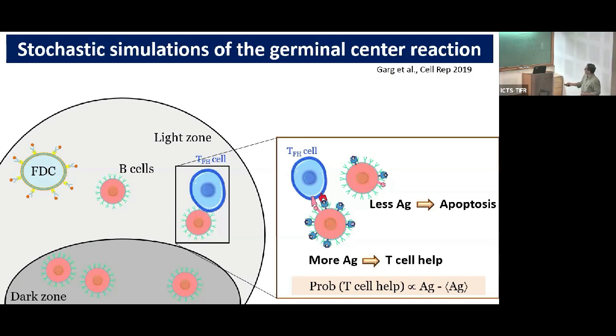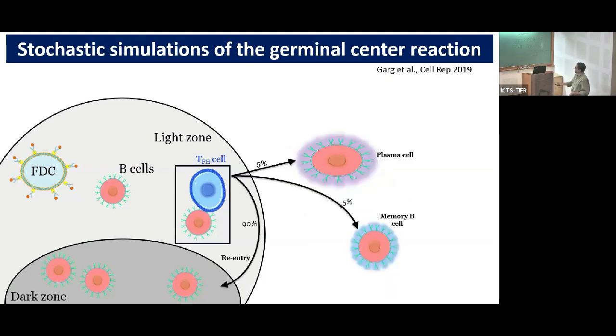So if you had antigen, the probability that you got this T cell help was therefore proportional to the amount of antigen you extracted, which is the number of successful attempts you made in this process, minus the average antigen that other B cells in the milieu had. So now, once you had the survival signal, 5% of the time you became a plasma cell, 5% of the time a memory B cell, and 90% of the time you went back to the dark zone, got your B cell receptors mutated, and then came back for selection. So this was the process.